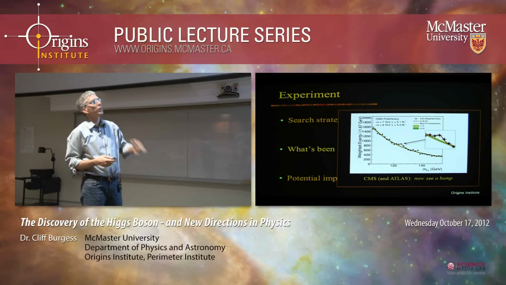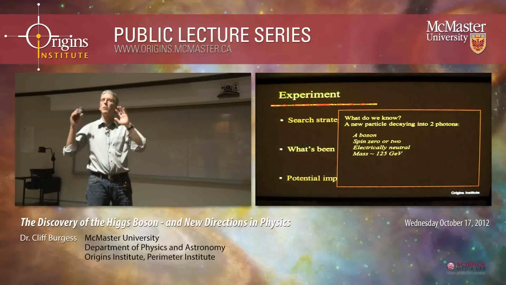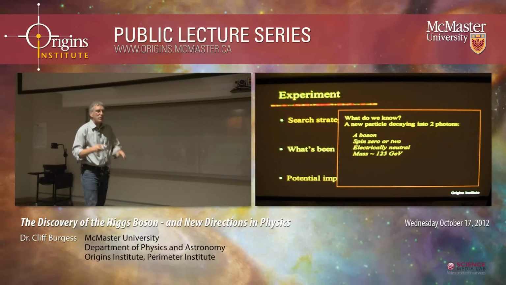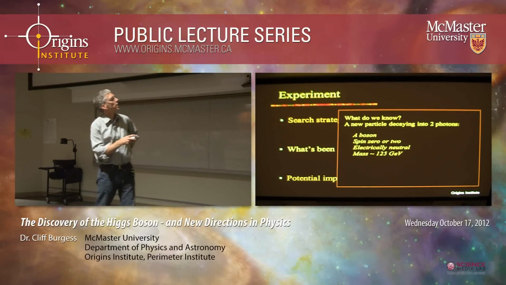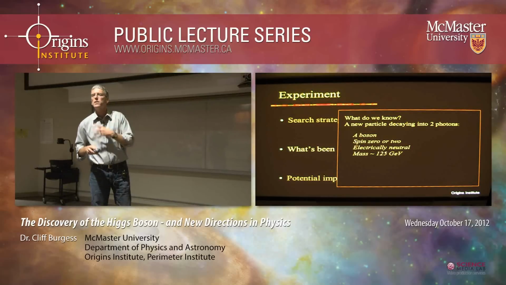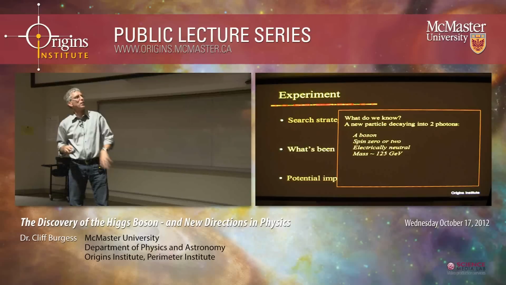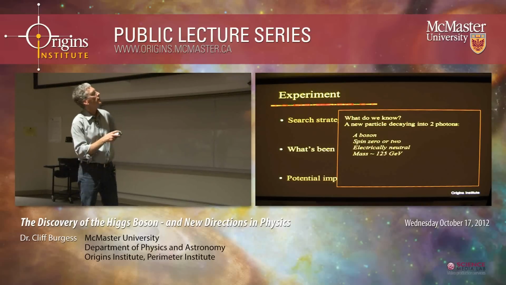They see something going into 2 photons. So that tells you something right away. Photons are bosons. The only way you can get 2 bosons is from another boson. So whatever the thing is that decayed, it can't be a fermion. It's got to be a boson. So it's a mediator of a force.